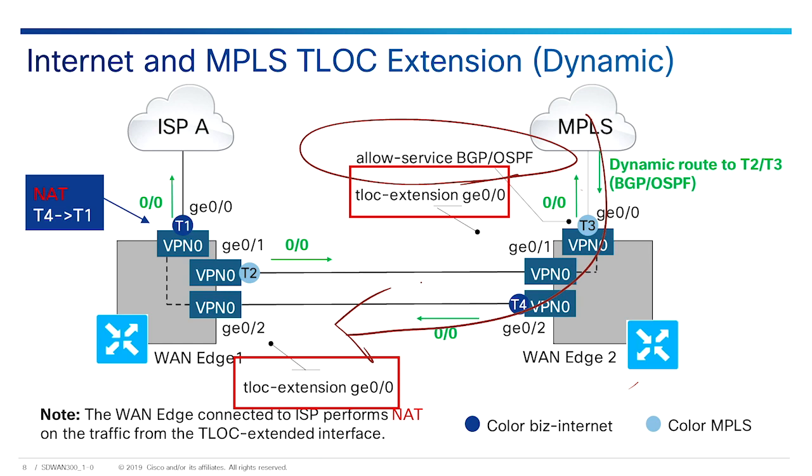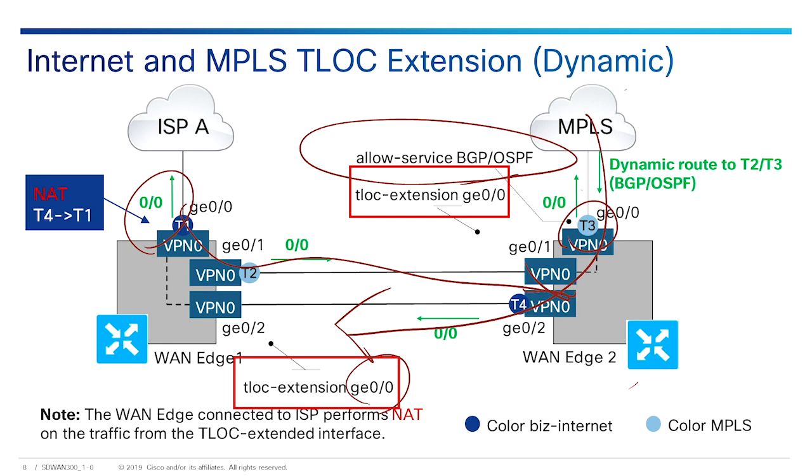We're still providing NAT. We're still providing internet access this way, the same way we were before on the previous slide, using that TLOC extension. Again, extending GigE0/0 down. All right. And service BGP or OSPF is going to be allowed on that T3 interface up here because we want to talk this way.